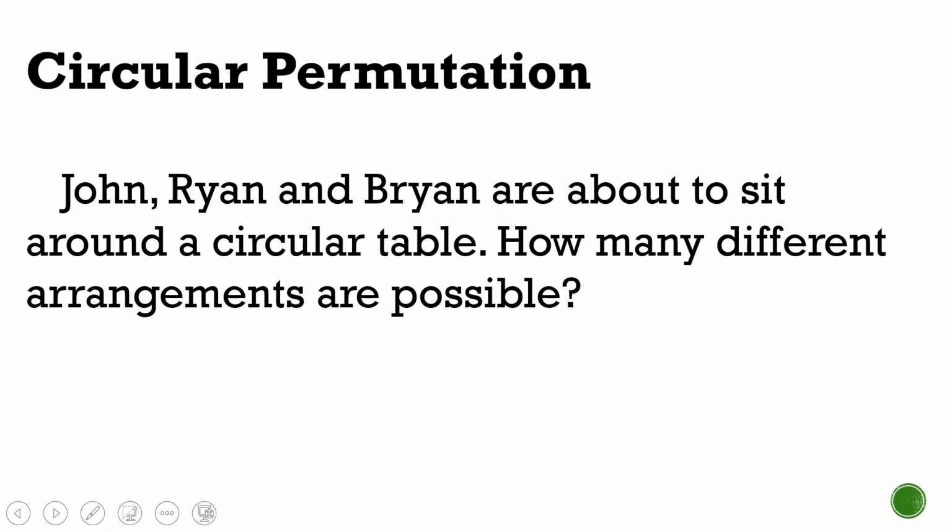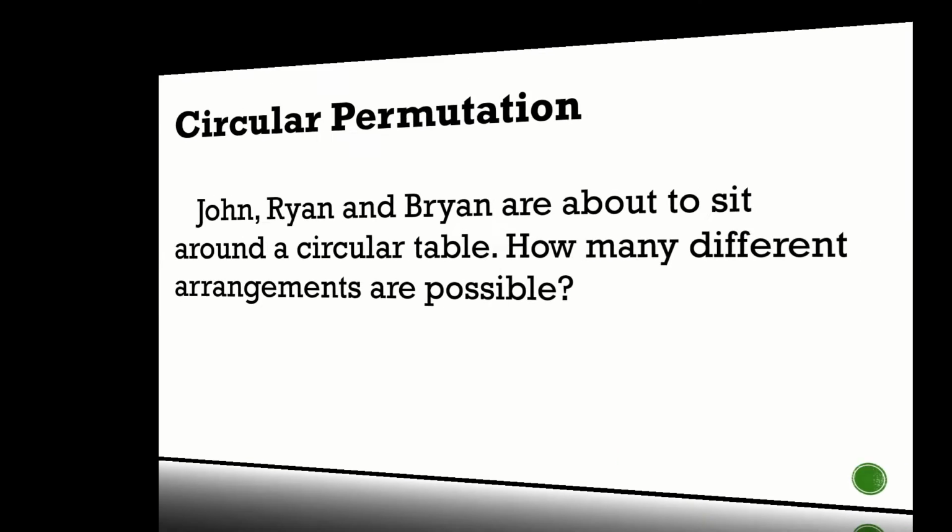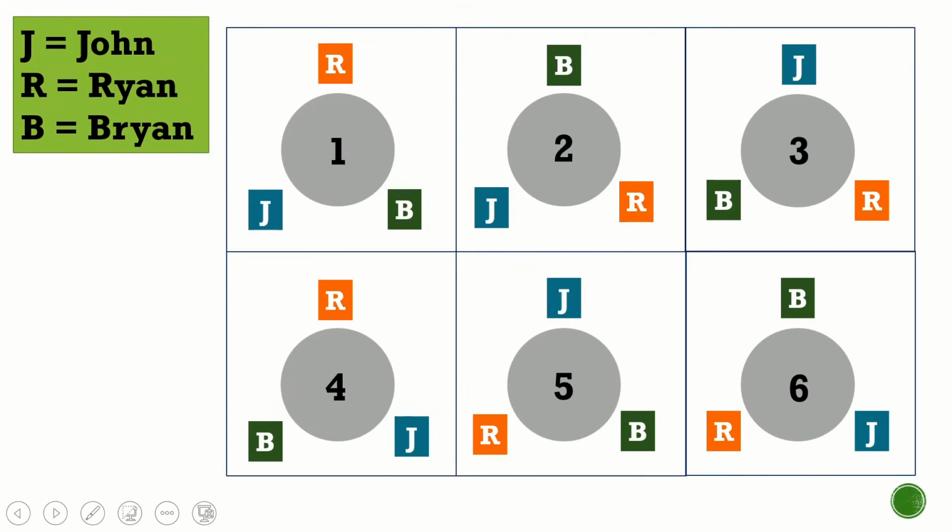So let's consider this problem. John, Ryan, and Brian are about to sit around a circular table. How many different arrangements are possible? Here we can see some possible arrangements that we have. J stands for John, R is Ryan, and B is Brian.